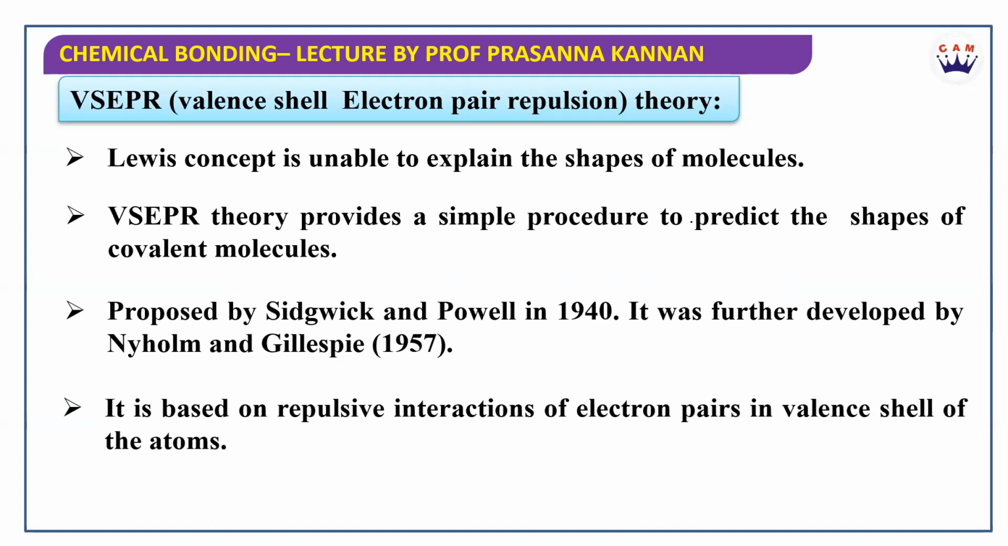It is based on repulsive interactions of electron pairs in the valence shell of atoms. As you understand, electrons are negatively charged species. Among themselves, they are going to repel each other, isn't it? How do they accommodate themselves inside one orbital? How many electrons can be accommodated in one orbital? 2 electrons. Although they are negatively charged and usually repel each other, how do they still get accommodated within the same orbital?